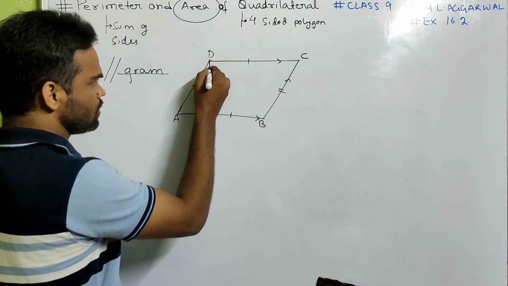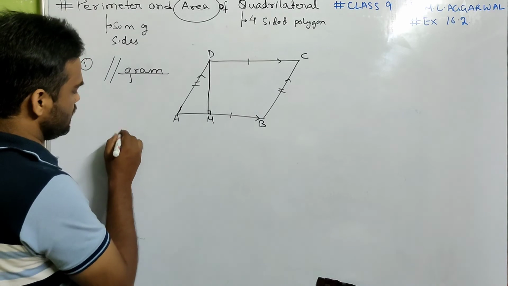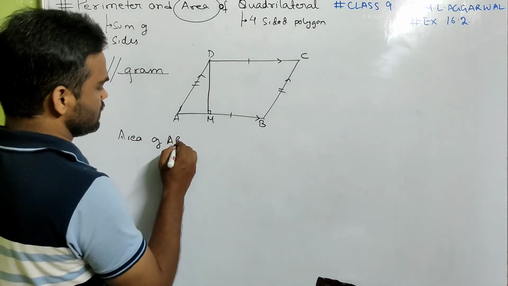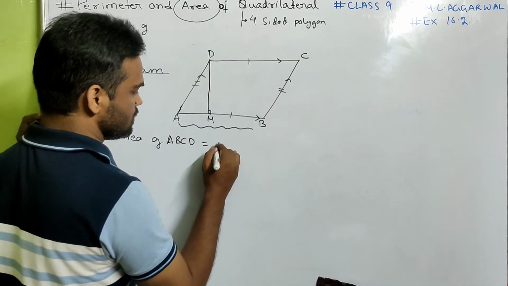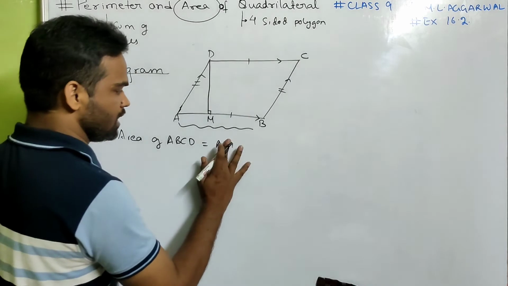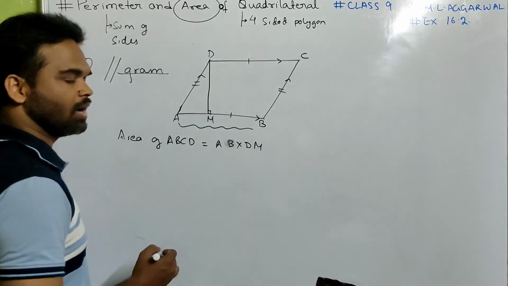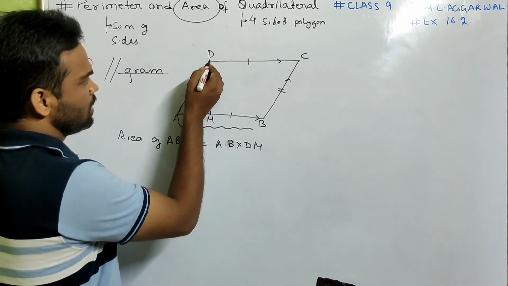Suppose from D you drop a perpendicular DM. Then area of parallelogram ABCD will be the base on which the perpendicular is dropped, AB, multiplied by the altitude, that is DM, base into height. How come? Very easy. Look over here.